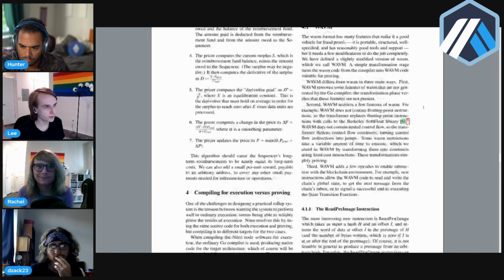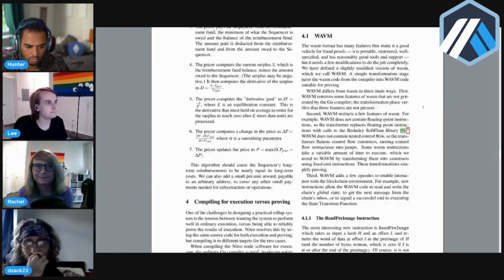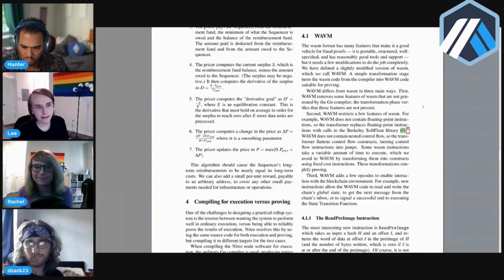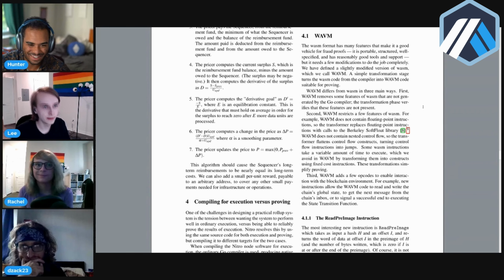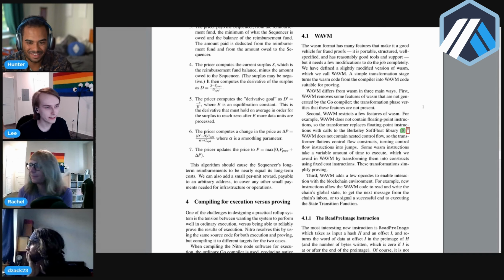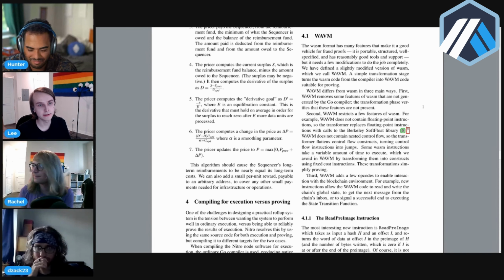Now, in order to prove WebAssembly, WebAssembly is a bit of a complex assembly, I would say. There are some components of it, for instance, that involve operations which may take a variable amount of time to complete.